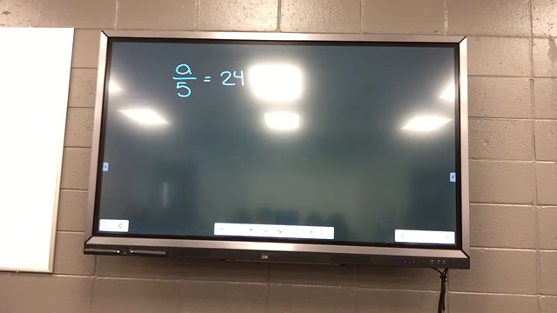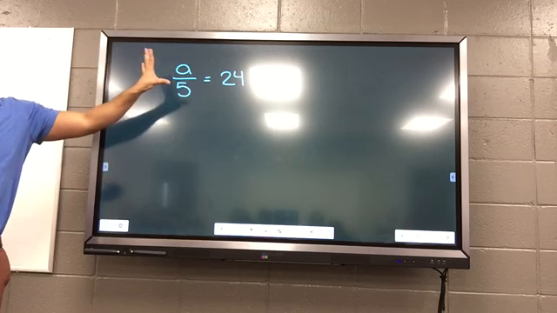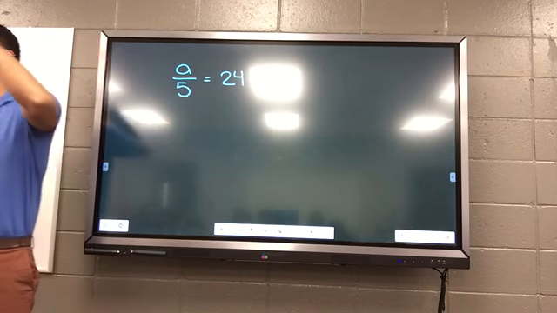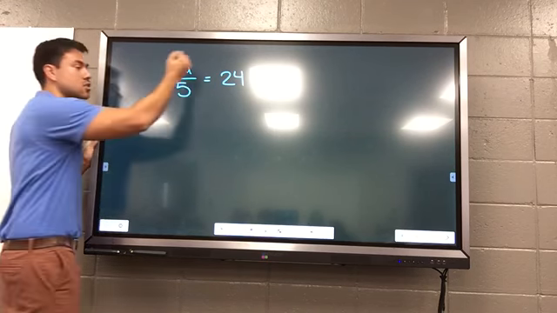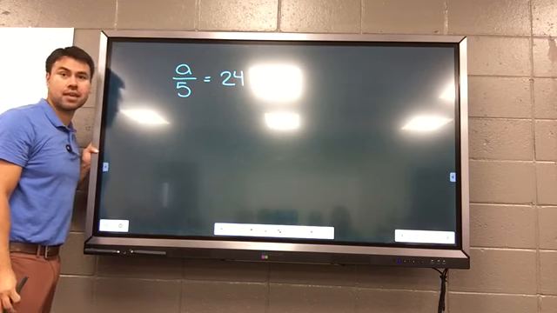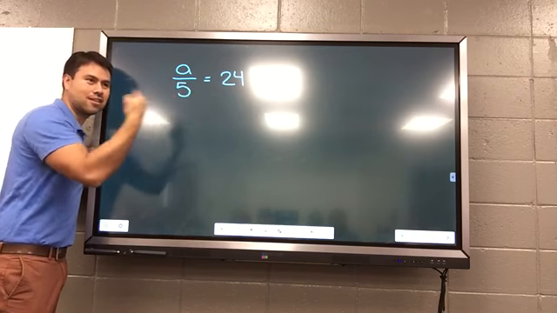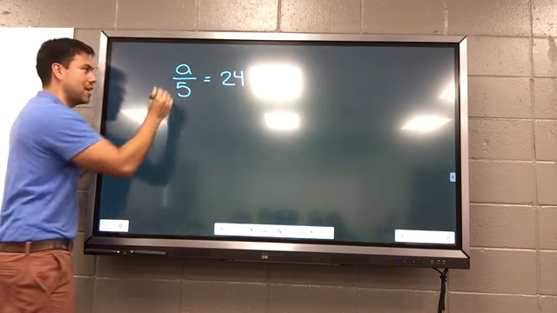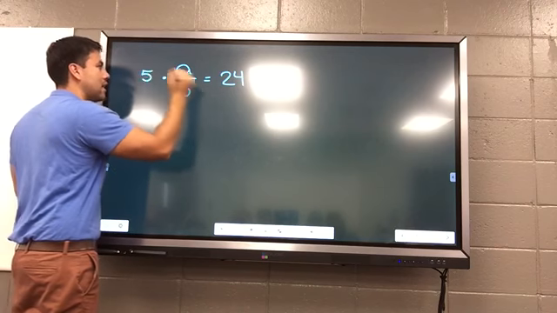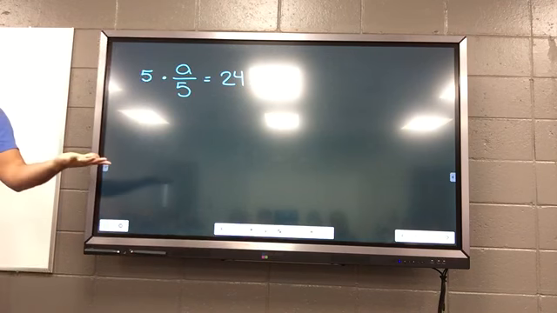Here's our first one. A divided by 5 is equal to 24. What kind of equation is it? It's division. I think some of you are thinking, I need to use multiplication, but what kind is it to start off with? It's division. What undoes division by 5? Multiplication by 5. Which sides? Both. Thank you, both. I'm going to multiply this side by 5 and multiply this side by 5. Am I allowed to do that, by the way? Can you just multiply both sides by 5?